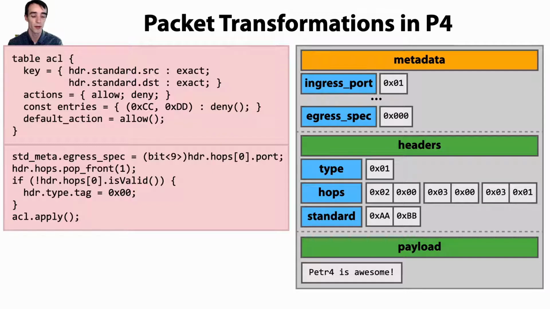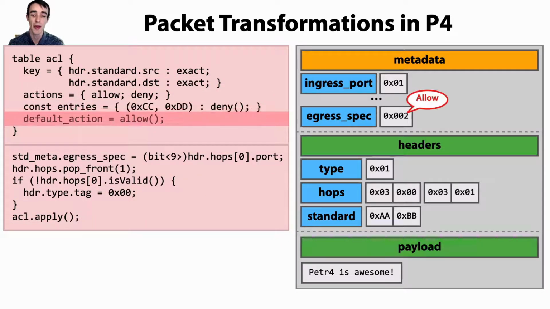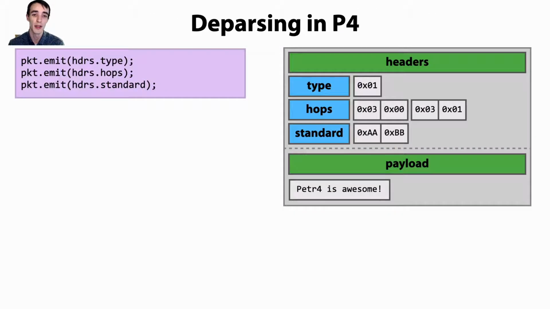The source routing code here starts by assigning the egress spec, which is a way of controlling forwarding behavior, based on the first hop's port. So in this case, it's going to forward it out port 2, because the first hop's port is 2. Then it pops that off the list of hops so that it's no longer there, and then it applies the ACL table. Since this packet is going from AA to BB in the standard header, the ACL won't do anything.